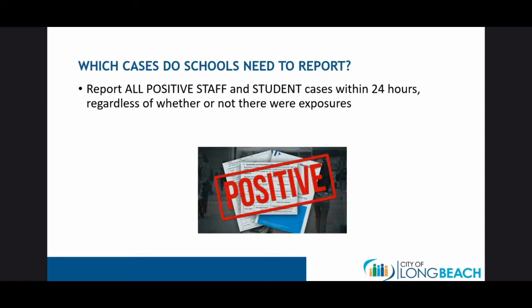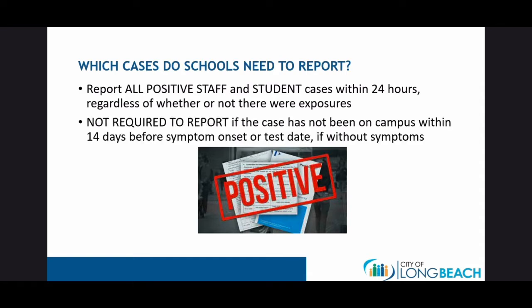First, which positive cases do schools need to report? Schools need to report all positive staff and student cases within 24 hours, regardless of whether or not they exposed other staff or students on campus. They are not required to report if the case has not been on campus within 14 days before their symptom onset, or if asymptomatic, their test date.